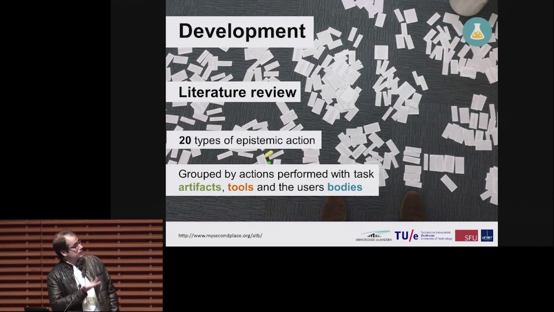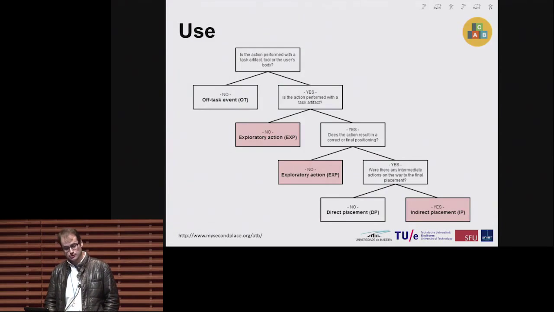This is an example of one of the quotes we gathered from this process, in how someone prepares their workspace by separating different pieces of the task so that it's easier to access them later on. At the end of this literature review, we gathered all these ideas into 20 types of epistemic action, and we grouped them by actions performed with task artifacts, so artifacts you design for your tangible system that are tagged with fiducials or other forms of identification.